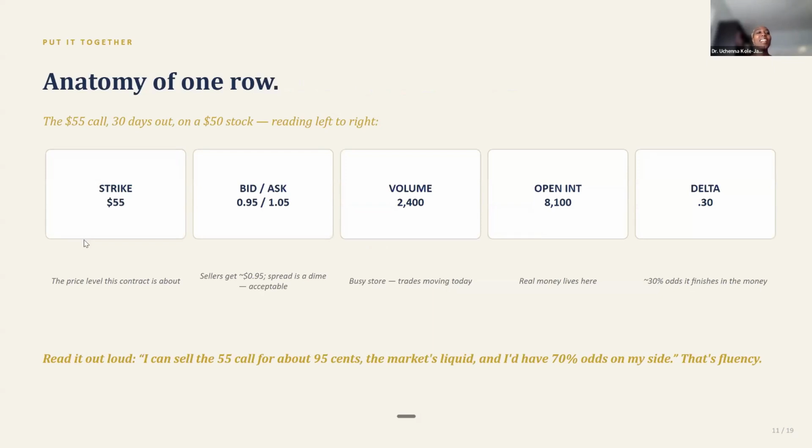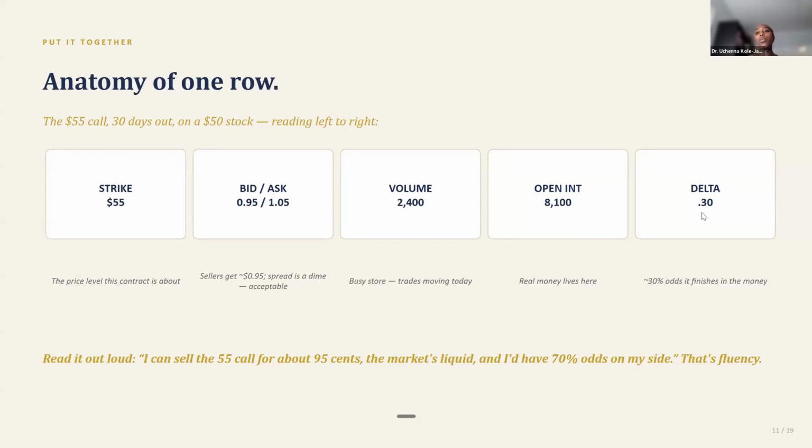So let's put it together: the anatomy of one row. Let's say we have a $50 stock, and we sold a $55 call, 30 days out, reading left to right. You need to know your strike, the price level the contract is all about. You need to know your bid-ask, and make sure it's tight. You buy at the ask, you sell at the bid. You need to check your volume, your open interest, and you definitely need to check your delta.